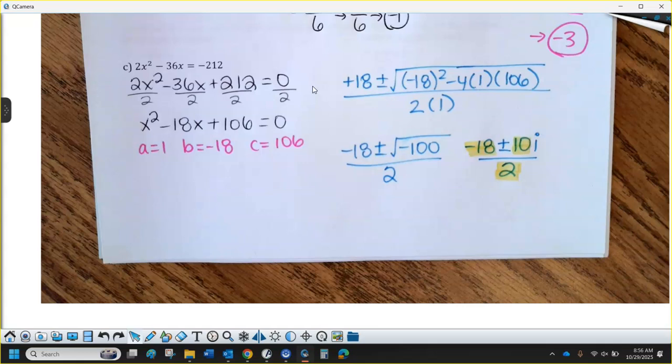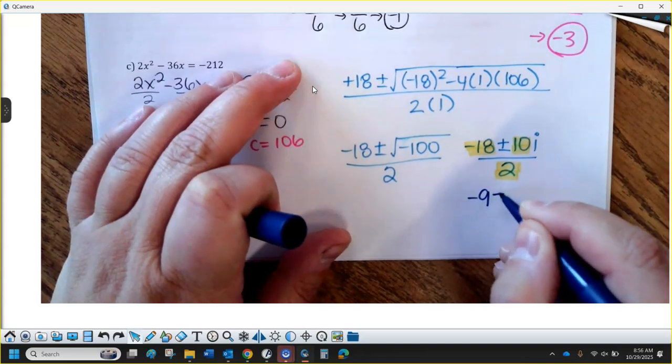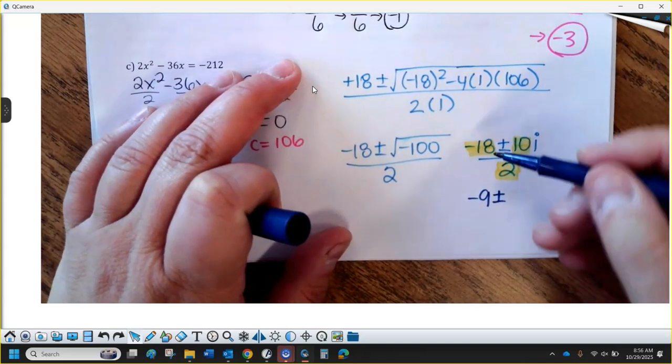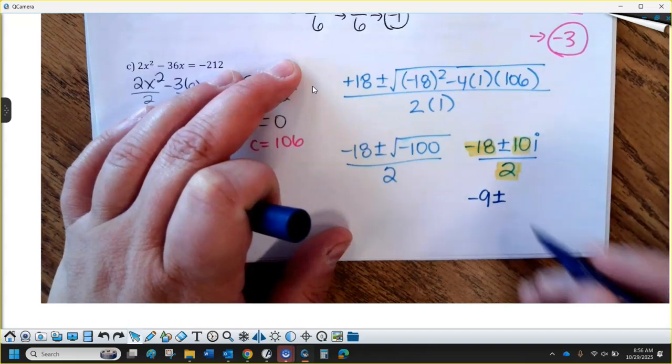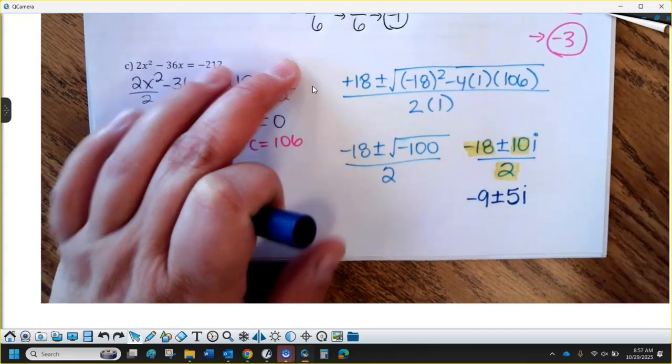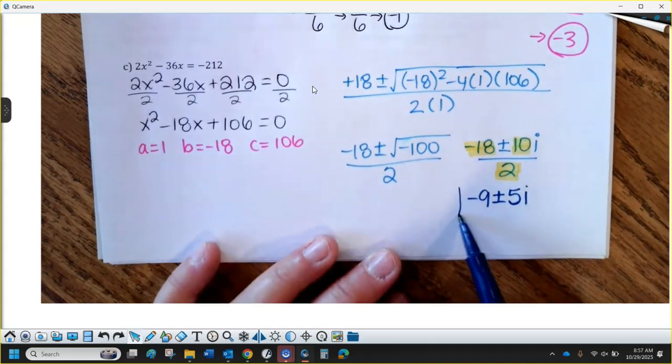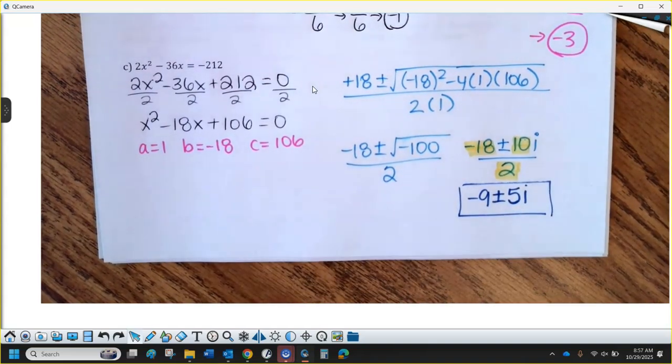But each one of those two pieces on the top are divisible by 2. So this is just like reducing a fraction. This would become -9 plus or minus, so -18 divided by 2, there's where I'm getting the -9. 10 divided by 2 is 5, but you have to keep the i next to it. But it has to be all three of those numbers divisible by something. If they're not, then you can just leave it like it is. But in that case, I can divide that.